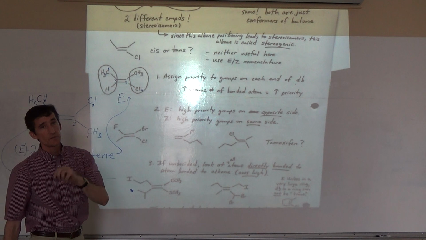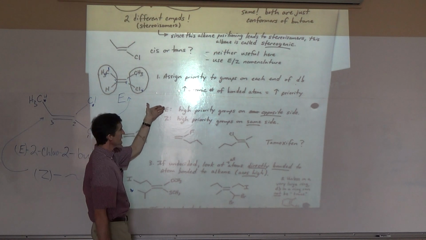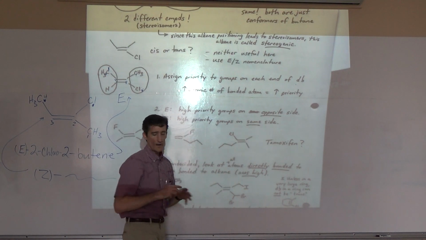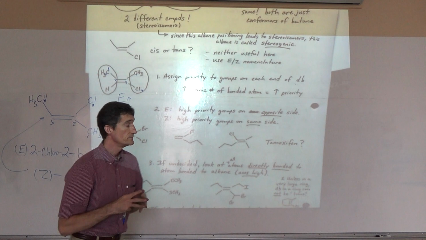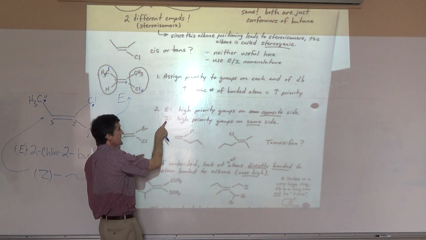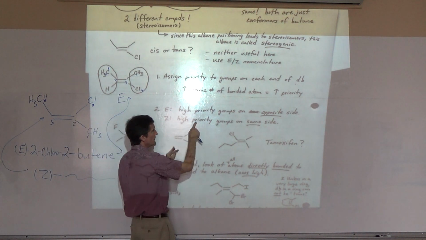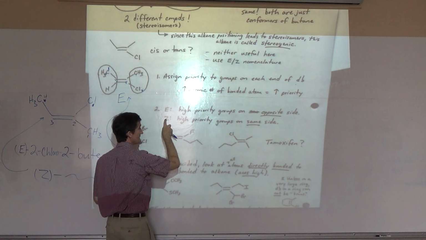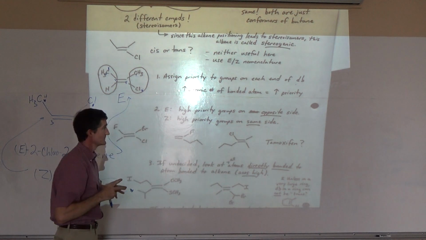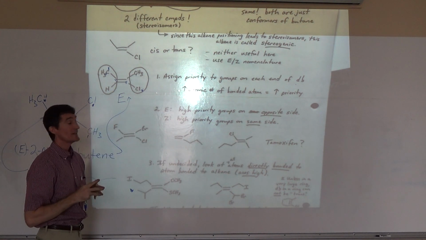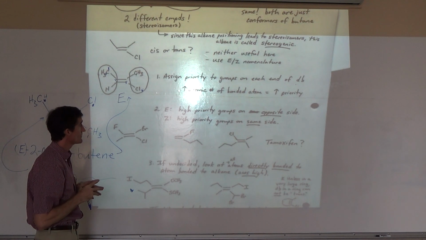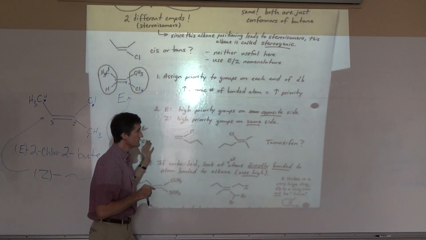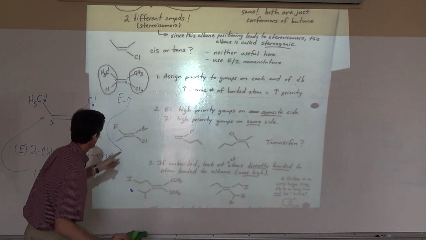Okay, let me give you a little tidbit of how to remember these. How do I remember E is opposite? E is a vowel. Opposite starts with O, a vowel. Z, I remember that because the high priority groups are on the same side. Z, the same side. That's how I remember E and Z. Now, let's practice E and Z with these examples here. Let's do the first one here.